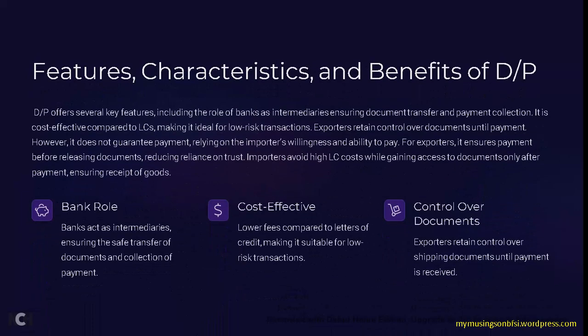Let us look at the various features and roles of the parties. Documents against payment offers several key characteristics which are beneficial to the exporter. Banks are acting as intermediaries. They will ensure the transfer of document against transfer of payment, that is collection of the amount due. It is cost effective and it becomes suitable for low risk transactions because exporters control the documents until payment is made.